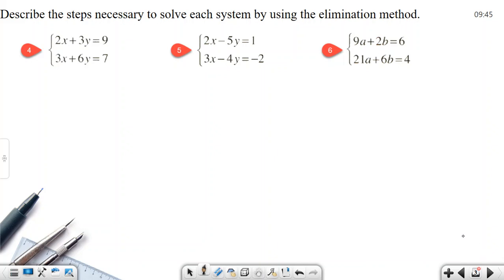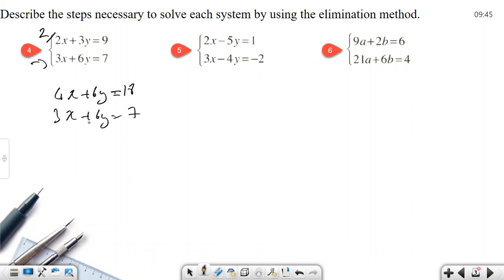Describe the steps necessary to solve each system by using the elimination method. Here, interestingly, there are no like terms. As you see, 2x and 3x, 3y and 6y. For the first step, I multiply all the terms, right side and left side, of the equation by 2. 2 times 2x is 4x, 2 times 3y is 6y, 2 times 9 equals 18. Now the second equation is 3x plus 6y equals 7.